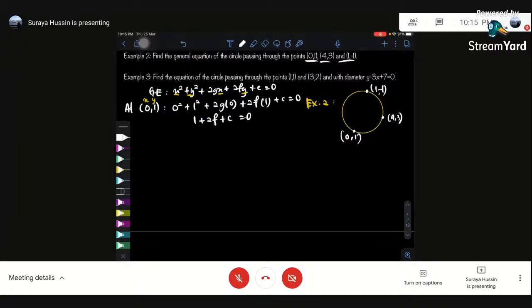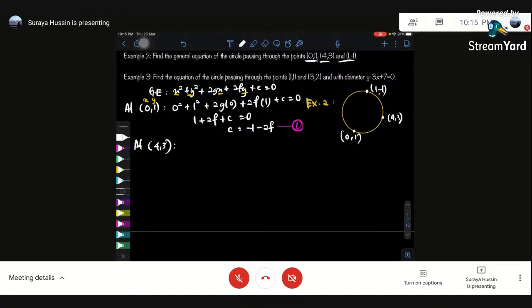So this is your first equation and you can make c as a subject. C sebagai subject, you akan dapat negative 1 minus 2f. Okay, so this is your first equation. So at what? At 4, 3.